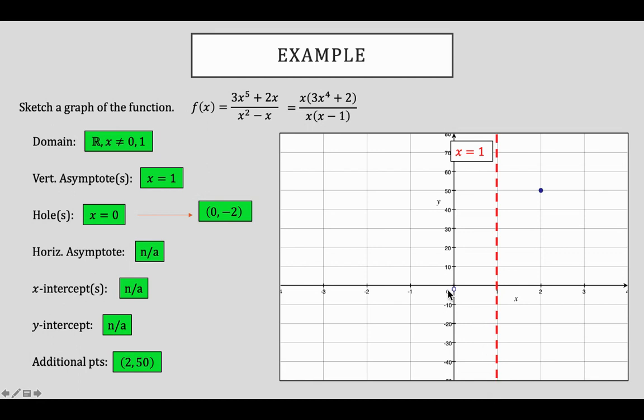Now, as I move to the left of this hole, what are my options? Can this graph go up? No, it can't. That would require it to cross through the x-axis. Is it going to approach a single numerical value or a horizontal asymptote? No, because I don't have a horizontal asymptote. So if it's not going to go up and it's not going to flatten out, my only other option is that this graph must go down as my x values go to negative infinity. And so that's what the shape of our graph will look like in this portion of the sketch.